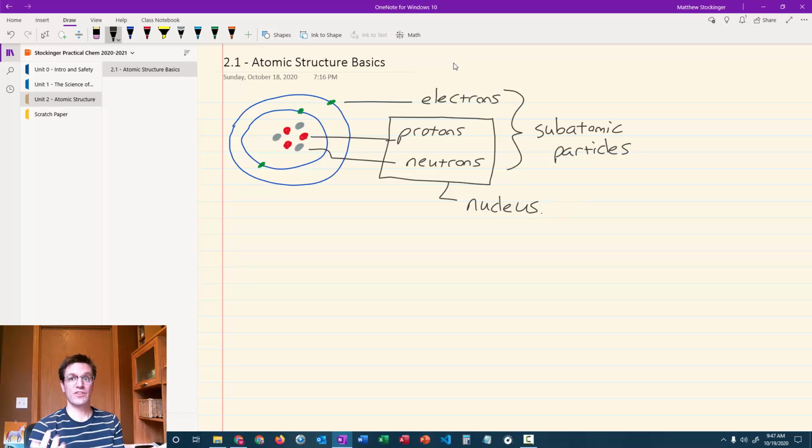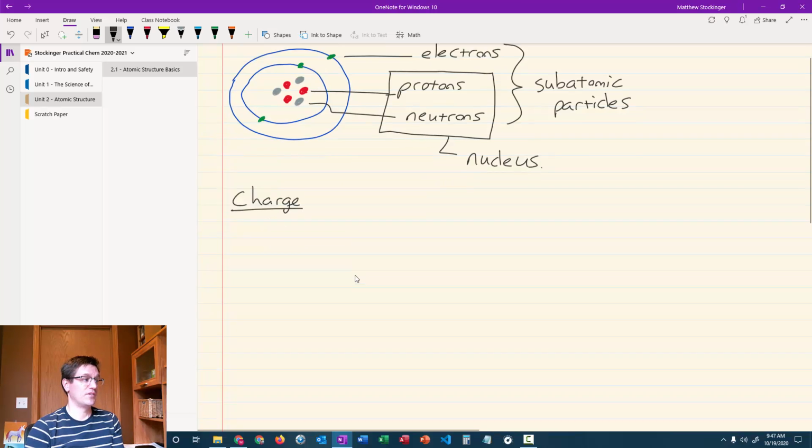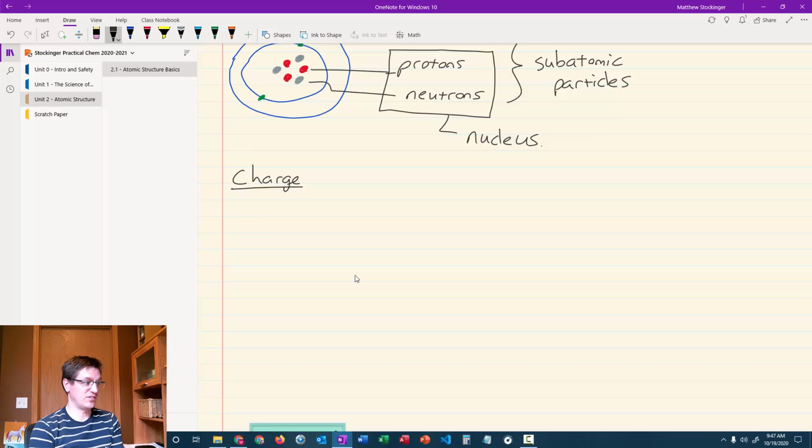Now, things about these subatomic particles. They have charge, like electrical charge. And charge comes in 3 different flavors. One flavor of charge is positive, and the protons are positive. And for that reason, when we write the abbreviation for a proton, we write P with a little superscript plus to denote that the proton has a positive charge.